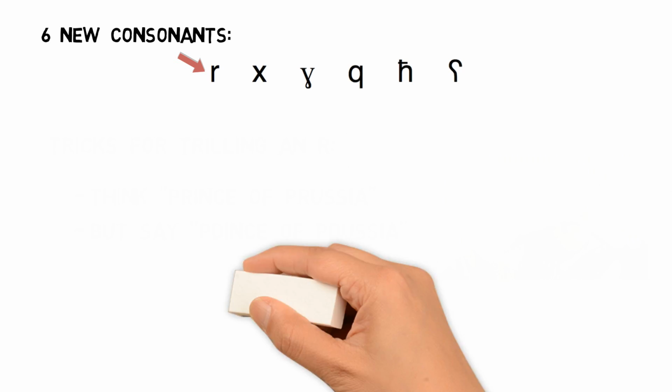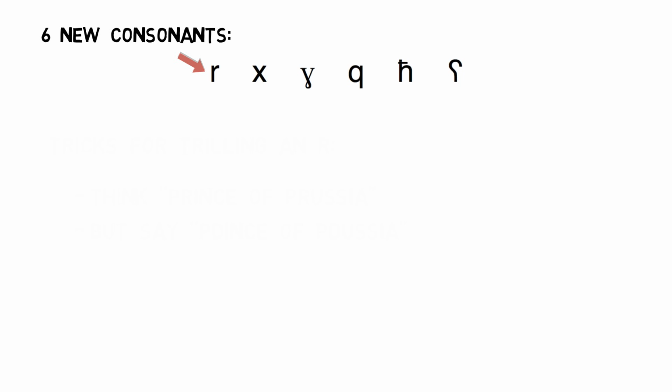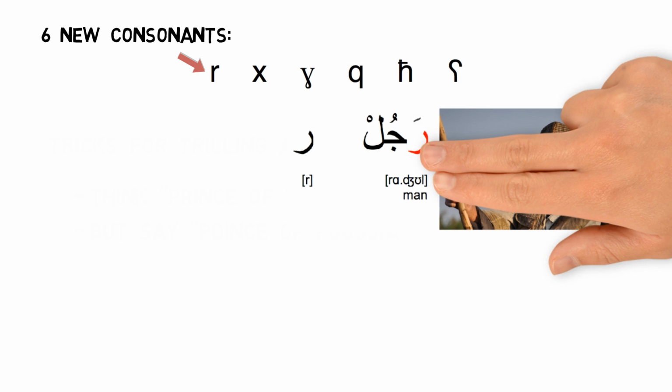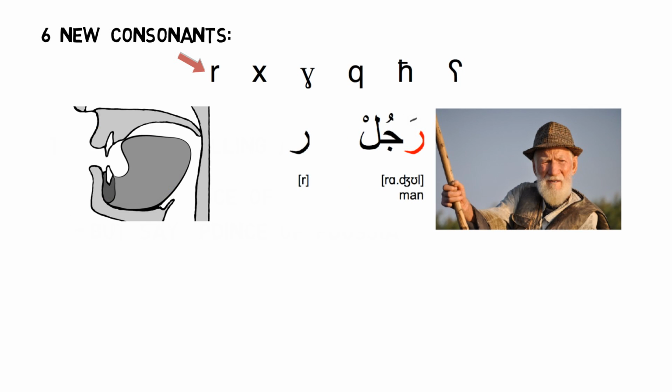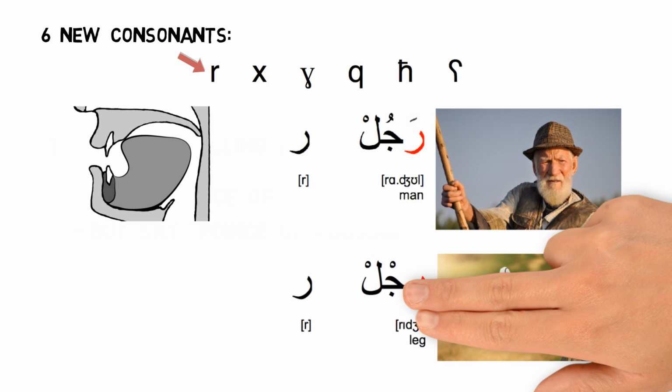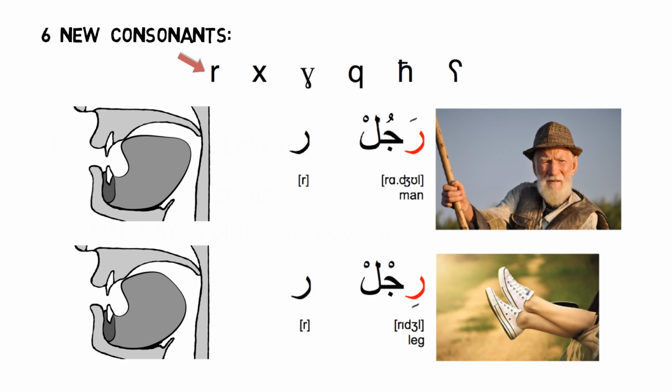Now, for this consonant in Arabic, we've talked a lot about what's going on with the tip of your tongue, and that's because that's the most important part of this consonant. If you get that right, you'll be understood. But there's one small nuance I want you to listen for. And that's the difference between R in رجل and R in رجل. The first one is R, R, and the second one is R, R.